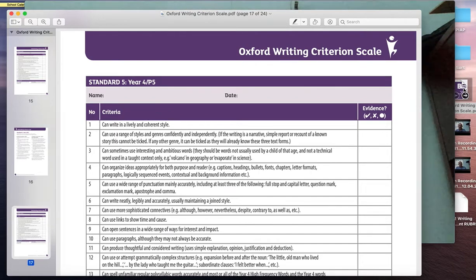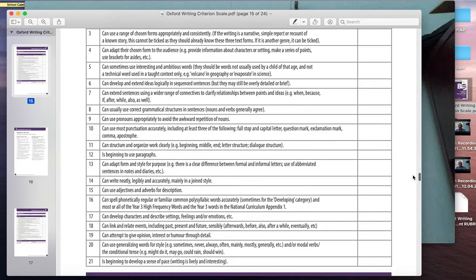However, the other one that I shared recently that Ms. Yosha sent out to schools and has asked us to consider using is the Oxford Writing Criterion Scale. You're familiar with the format because it's very similar to the reading.